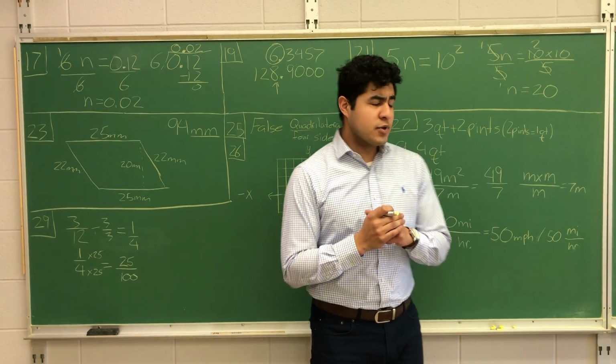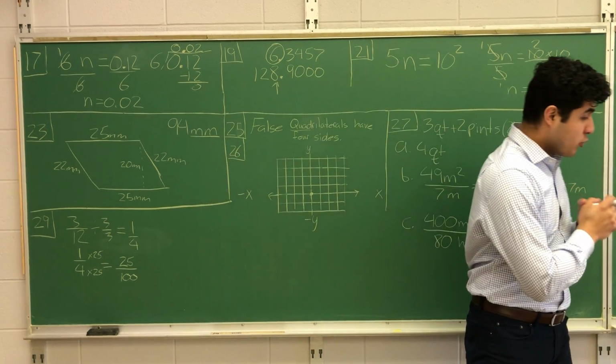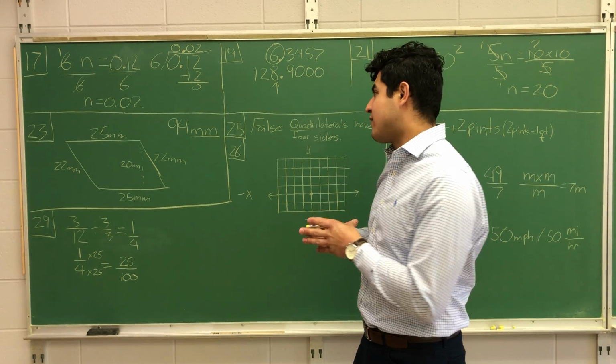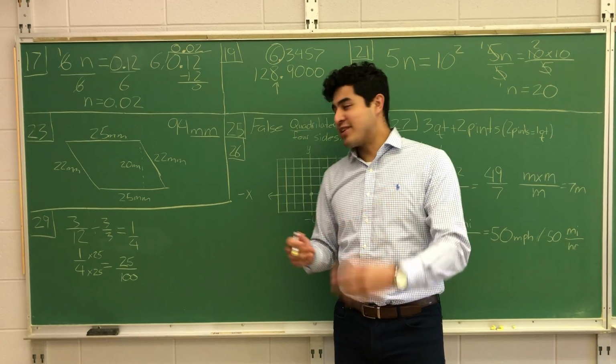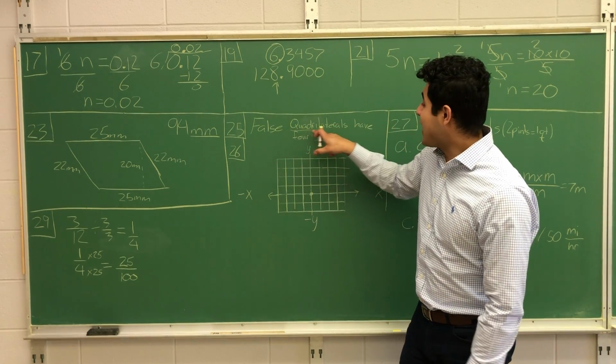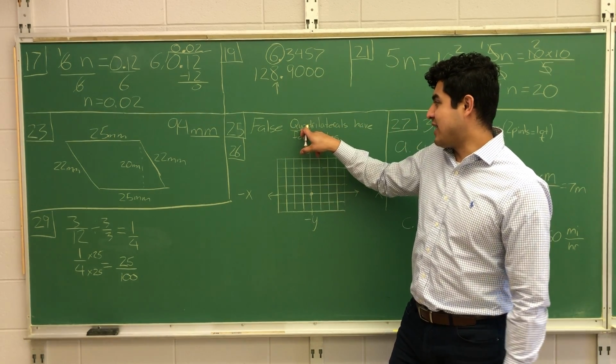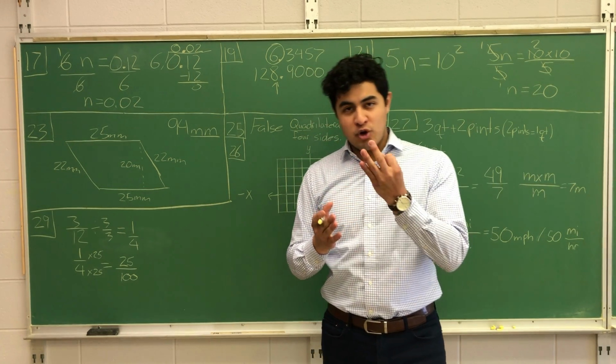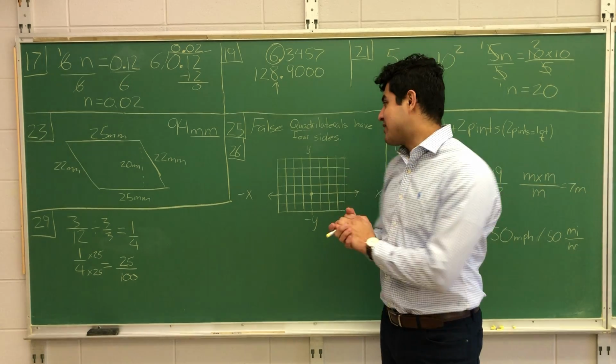All right, number 25. Pretty simple one. Some triangles are quadrilaterals. True or false? You guys are brilliant. You know this is false because quadrilaterals have 4 sides. It's a giveaway with the quad, which means 4. And triangles only have 3 sides, okay?